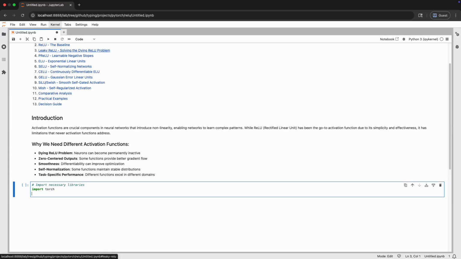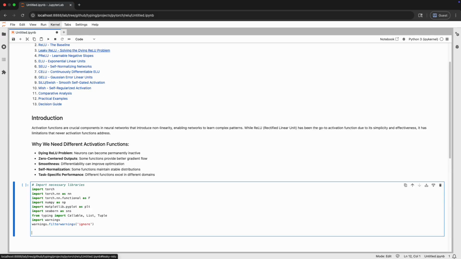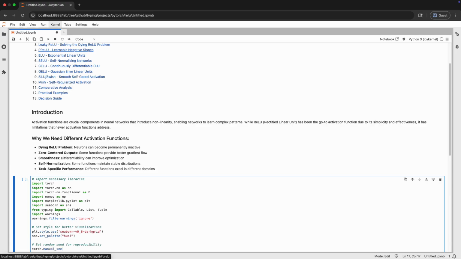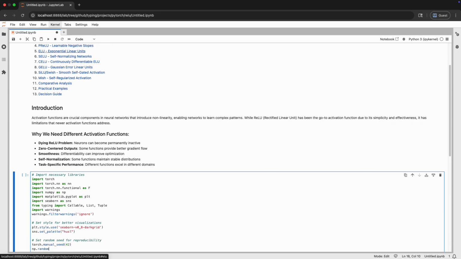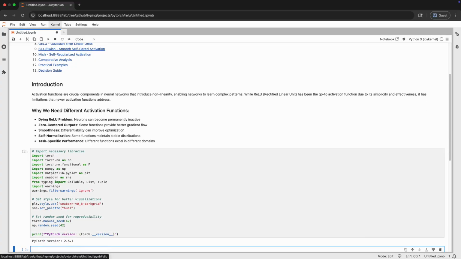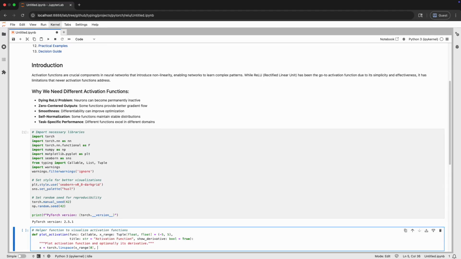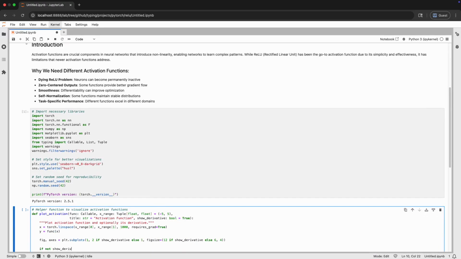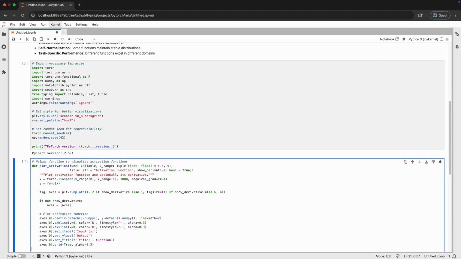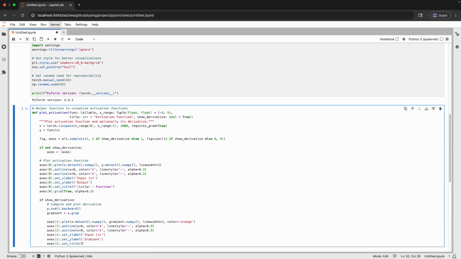First, let's import all the necessary libraries we'll need for this tutorial. We're importing PyTorch and its neural network modules, NumPy for numerical operations, Matplotlib and Seaborn for visualizations, and setting up our environment with consistent random seeds for reproducibility. Great, we have PyTorch version 2.5.1 installed and ready to go. Now I'm creating a helper function that will allow us to visualize each activation function along with its derivative. This visualization tool will help us understand how each function behaves across different input ranges and how their gradients flow, which is crucial for understanding backpropagation.